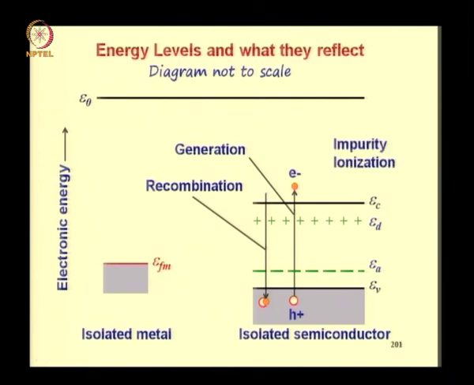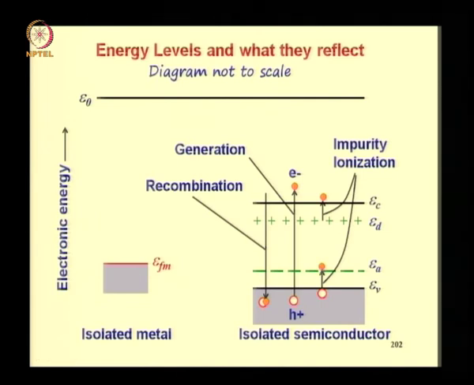Impurity ionization: an electron jumping from the donor level to the conduction band, or an electron jumping from the valence band to the acceptor level. So here a hole is created, please note, but there is no free electron because the electron is localized near the acceptor impurity. So the ionization of an acceptor impurity creates a hole which is free to move about in the crystal, but the electron gets bound at the acceptor impurity site.